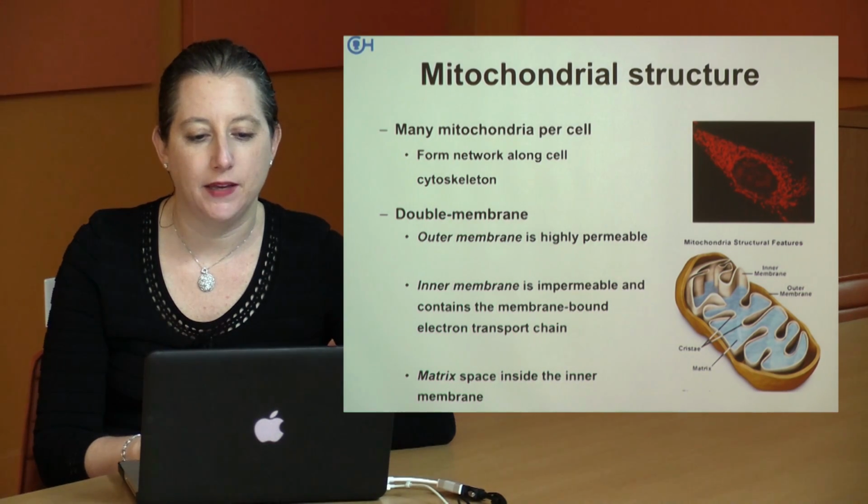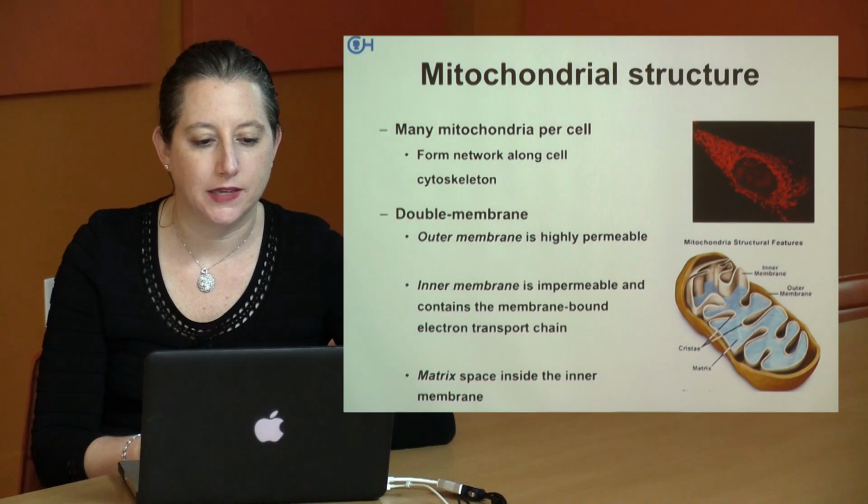They're incredibly dynamic. Here you can see an image of a single cell, where the mitochondria are labeled with a red fluorescent dye. And you can see that they spare the nucleus of the cell, so they are located outside of the nucleus in the rest of the cell. They actually form a network along the cytoskeleton of the cell, and they're very mobile, moving throughout the cell.